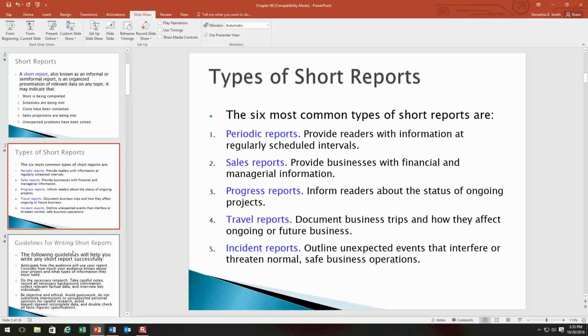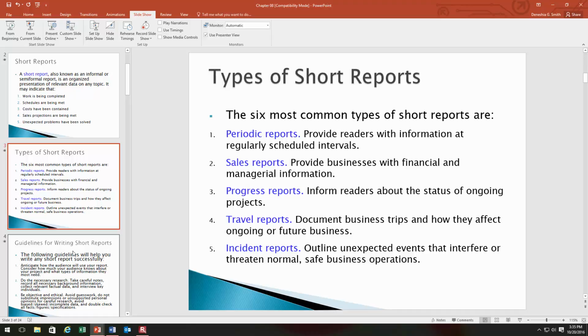Travel reports document business trips and how they affect ongoing or future business. If you've ever worked at a place where you've had to use your own transportation at work, you probably have had to complete some type of mileage report. That mileage report would allow you to put in the miles that you used and to be reimbursed for the miles that you've spent traveling for the job. That would be an example of a travel report.